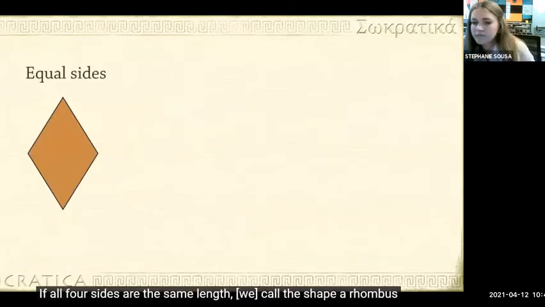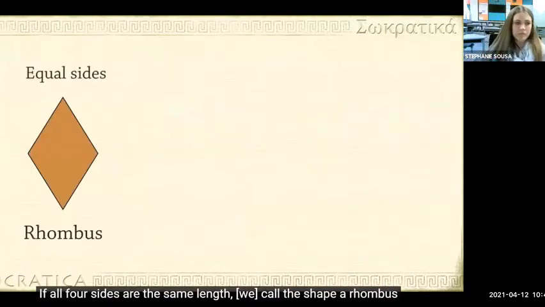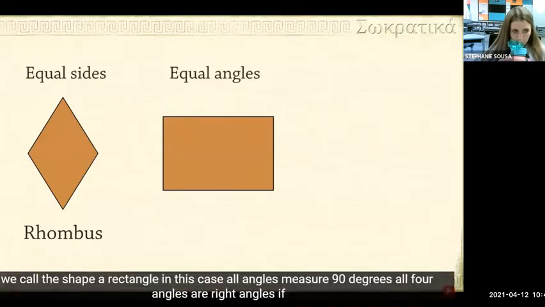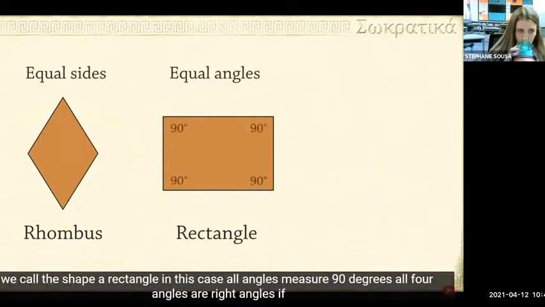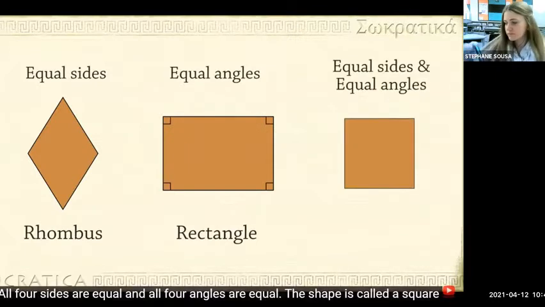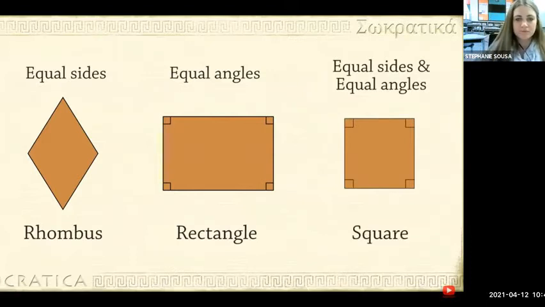If all four sides are the same length, we call the shape a rhombus. When all four angles are the same, we call the shape a rectangle. In this case, all angles measure 90 degrees. All four angles are right angles. If all four sides are equal and all four angles are equal, the shape is called a square.